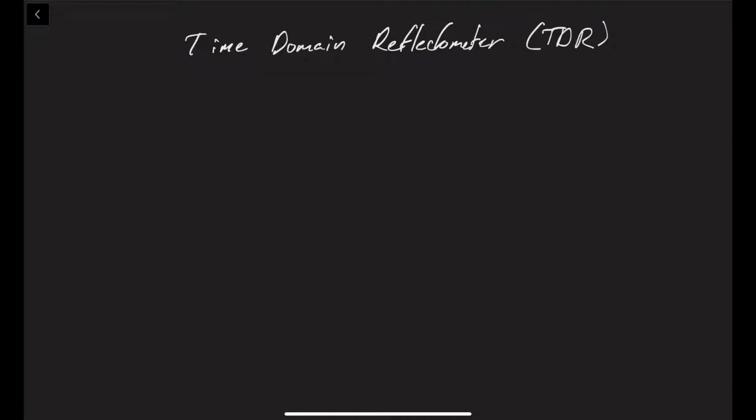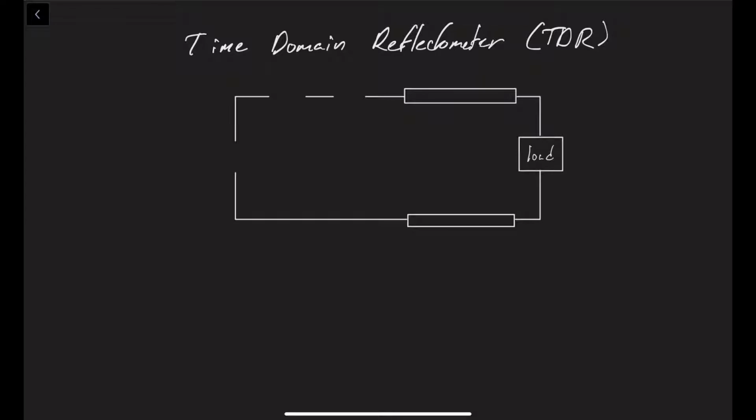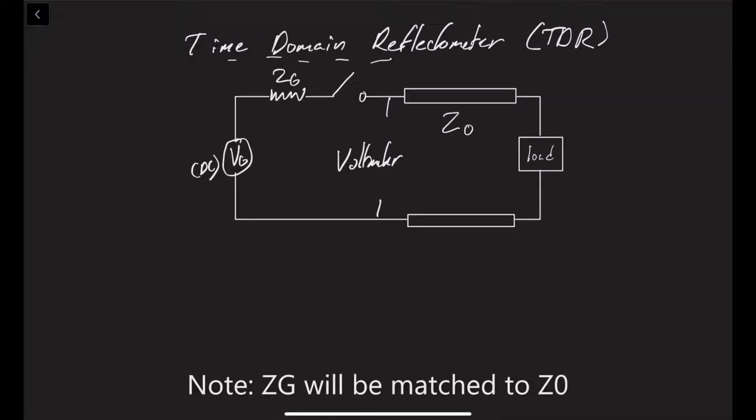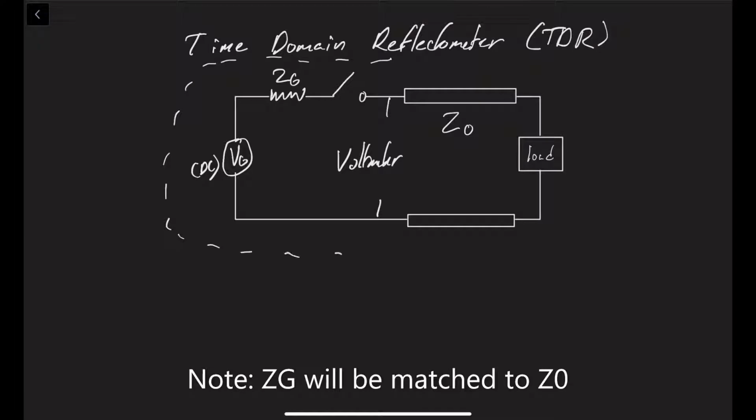Alright, so today we're going to be talking about the Time Domain Reflectometer, otherwise known as the TDR. To begin, let's start by drawing a TDR. What we have is a voltage source, VG, which is a DC source, connected to an impedance of ZG, which is then connected to a switch. Across here, we will have a voltmeter, and all of this will be connected to a transmission line of some characteristic impedance Z0. So what we have on the left over here, this is our TDR.